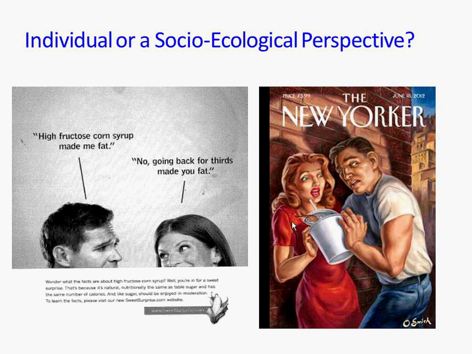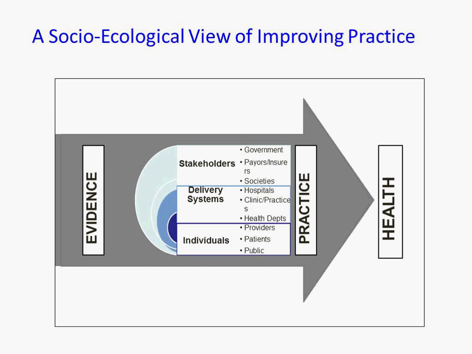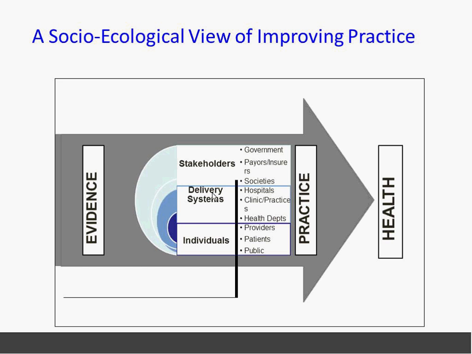It's not the best infographic. They will collaborate with information scientists at Berkeley to make a prettier picture, but essentially you're moving from left to right, where you have evidence of some kind. It goes through a system made up of individuals, providers, patients, and public. The system also has delivery systems, which are various kinds of stakeholders: hospitals, clinical practices, health departments. There are additional stakeholders, which might be government, payers, insurance, and other society memberships.